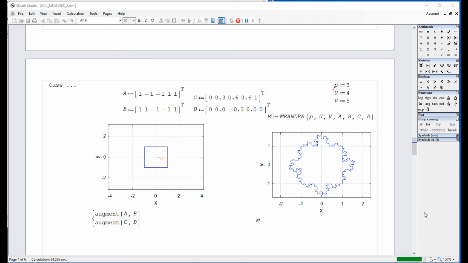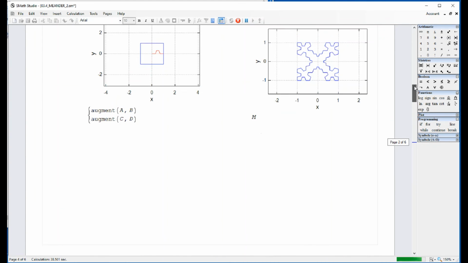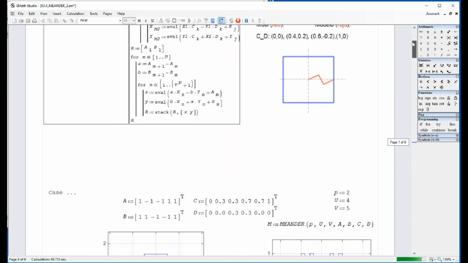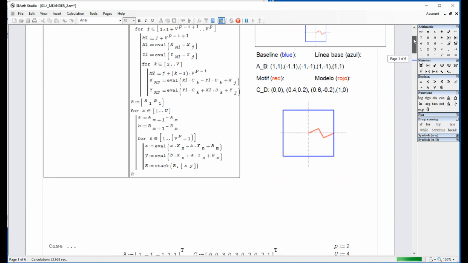You see, it's more complicated than we had before. So I invite you to download this worksheet and play with those numbers. By the way, the U and V represent the number of sides of the baseline and the number of points in the motif. That's all that they represent. So I use the correct numbers in there.